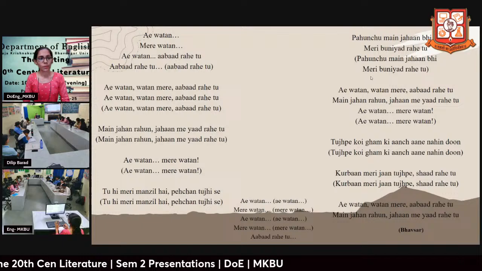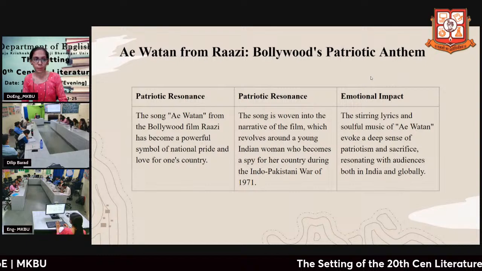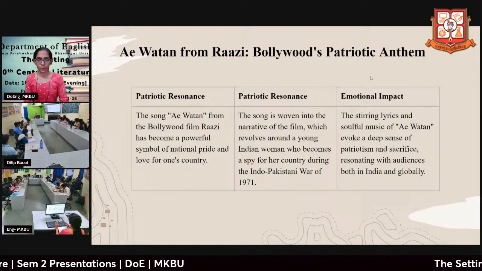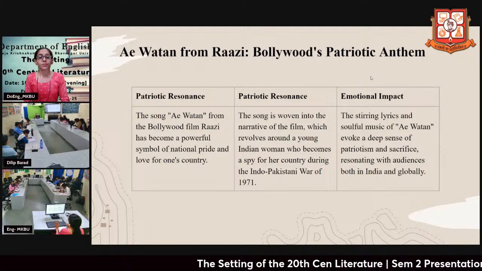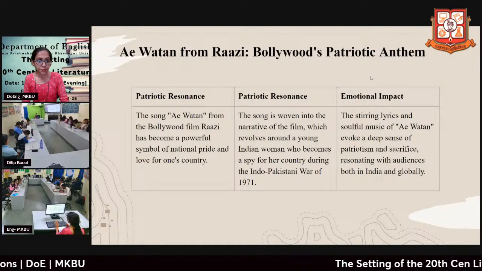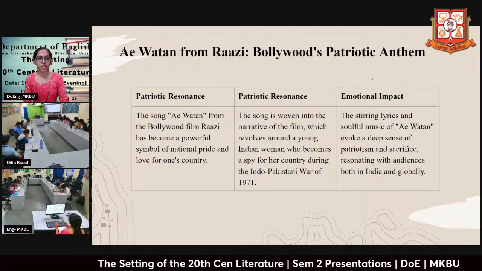Ae Watan, a patriotic anthem. This song is seen in the Razi movie. A woman wants to be a spy and go to Pakistan, marrying into a family there, during the Indo-Pakistan war in 1971. The song has become a powerful symbol of national love for one's country.